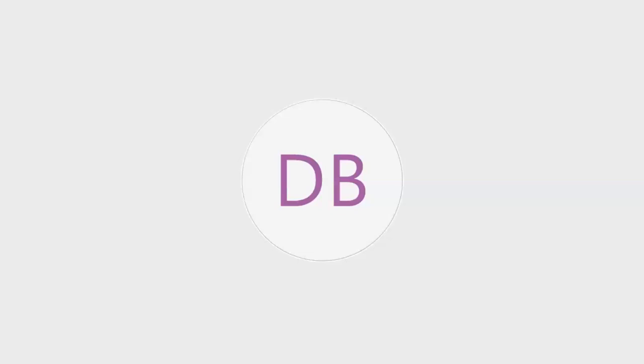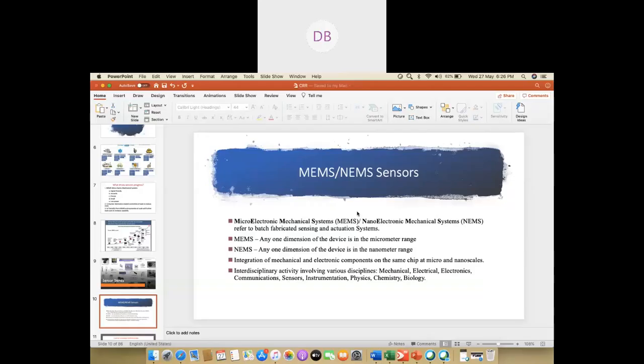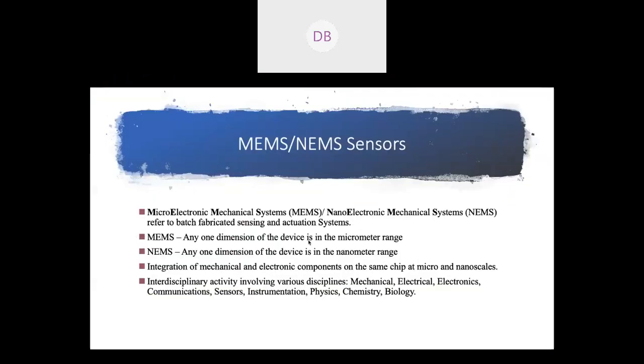The characteristics, everything are expected to be the same. Otherwise, the dimensions of the device for a MEMS is that any one of the dimensions should be in the micrometer range, and for NEMS, any one of the dimensions should be in the nanometer range. So we can integrate both mechanical and electronic components on the same chip at the micro and nanoscale. So here, primarily, where the concept of this MEMS came from. Let us have a brief history of where the concept of MEMS came from, and then we'll go further.